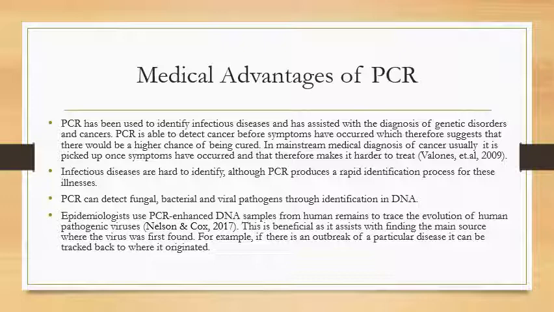Epidemiologists use PCR-enhanced DNA samples from human remains to trace the evolution of human pathogenic viruses. This is beneficial as it assists with finding the main source where the virus was found. For example, if there is an outbreak of a particular disease, it can be tracked back to where it originated.